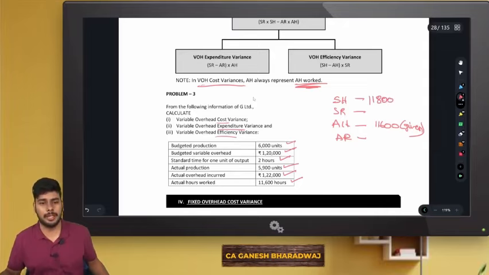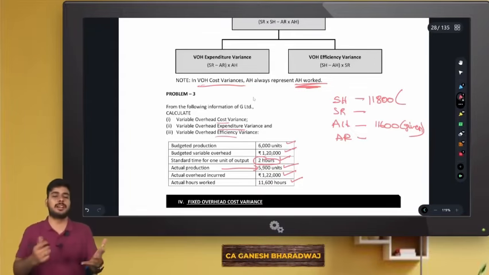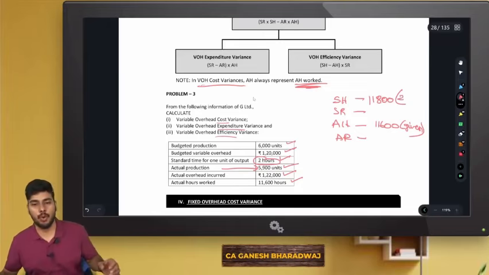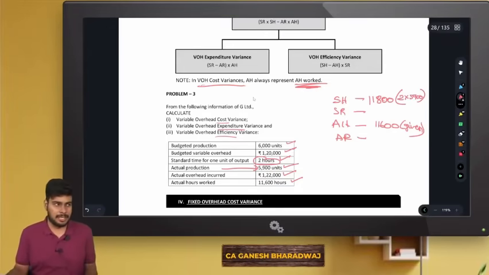How did you get that? Every unit you can take 2 hours. What is the hero? Actual production. For me to complete 5,900 units, I could have taken 2 into 5,900. Are you clear with this? Very good. Standard rate.